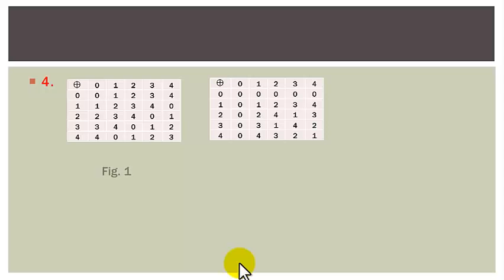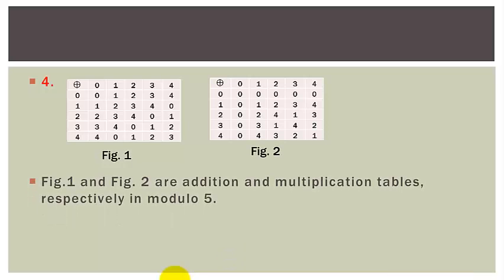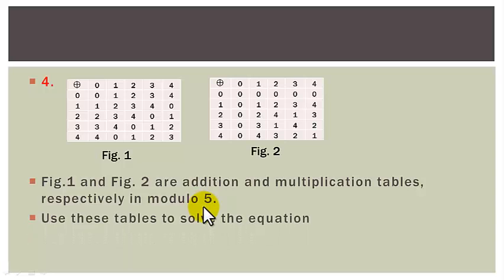Question 4. Figure 1 and Figure 2 are addition and multiplication tables respectively in modulo 5. Use these tables to solve the equation n plus 4 times 3 equal to 0. Let us study the two tables. Figure 1 is the addition table, while Figure 2 is the multiplication table.